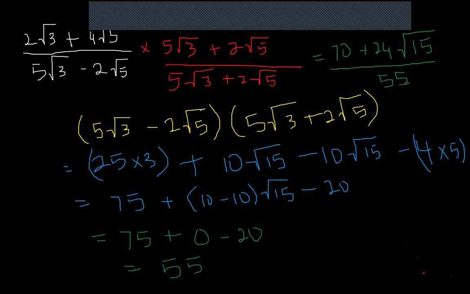And I want you to notice the whole point of rationalization was to get rid of the surds in my denominator, right? The surds are these things with the square root symbols. We wanted to get rid of them. Why? Because we do not want a surd in our denominator. And that was the whole point of rationalizing. Now we don't have any surd in our denominator. We just have 55, which is a rational number.